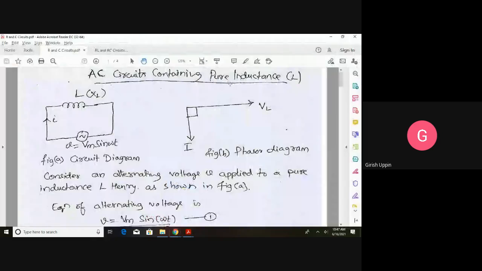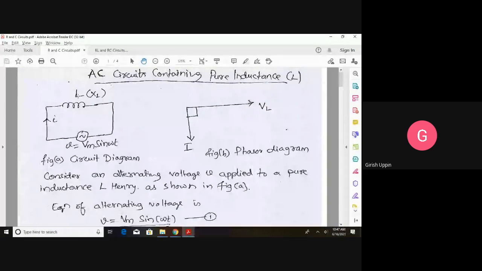So inductive reactance is the opposition that is offered to the flow of the current through the inductor, and L is the self-inductance. And what is self-inductance? It is the property of the inductor by virtue of which it opposes the change in the current. The applied voltage is sinusoidal. That is why the current also changes with every instant, and the inductance opposes that change.